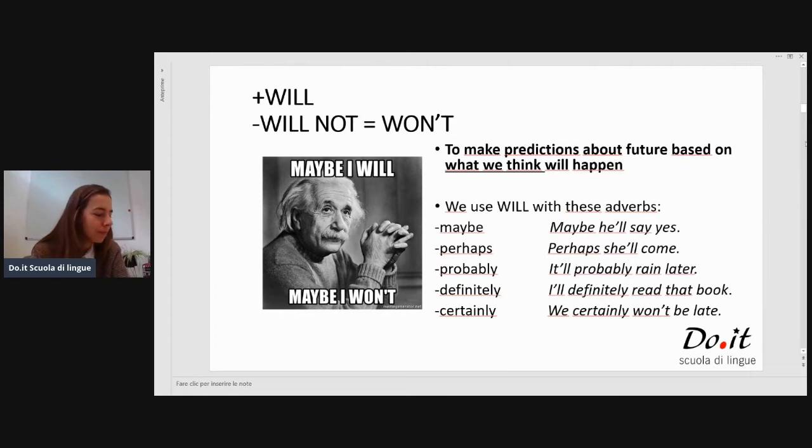You can use both interchangeably. Probably: it will probably rain later, okay? You can see that probably, in terms of position in the sentence, comes after will, while maybe and perhaps go at the beginning of the sentence. Another one is definitely. I'll definitely read that book. We certainly won't be late. So all these adverbs require will or won't. All right?